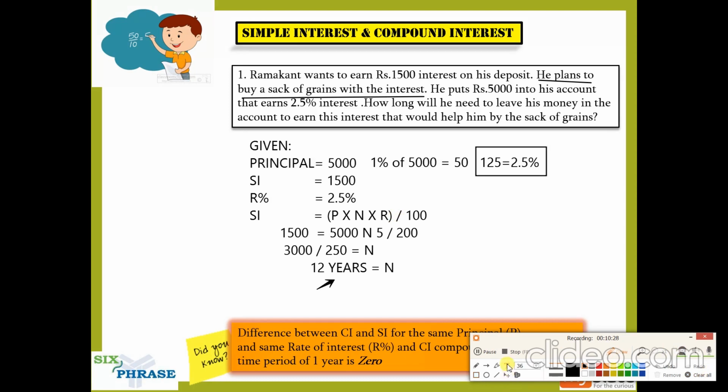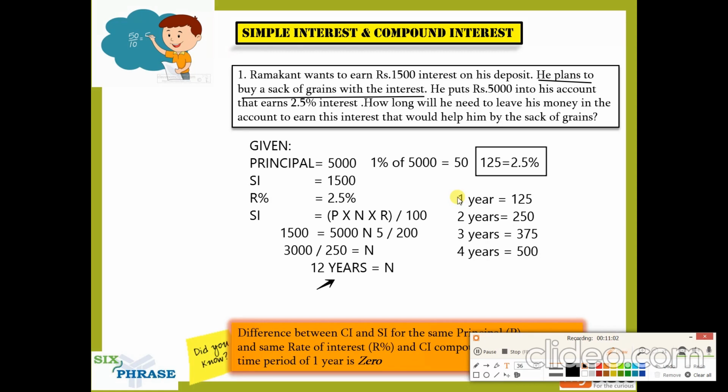For 1 year, it is 125. Okay. For 2 years, it will be 250, right? For 3 years, it will be 375. For 4 years, it will be 500. So what you can see here is, it takes 4 years for him to get 500.